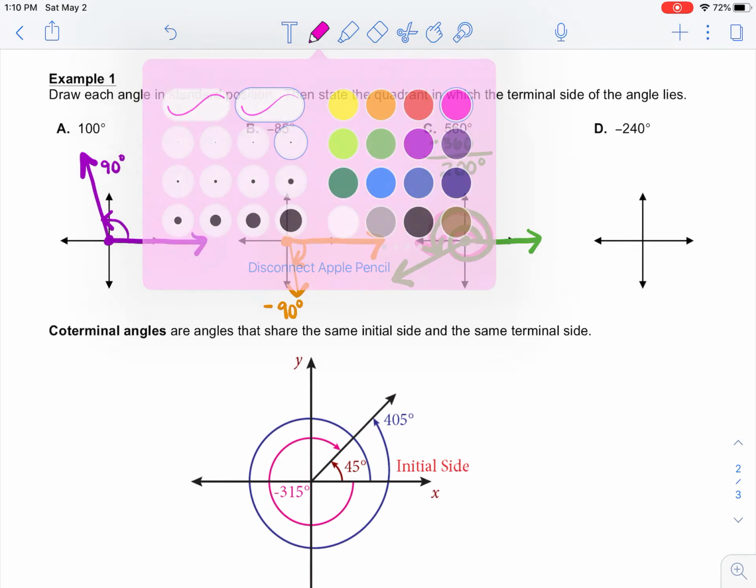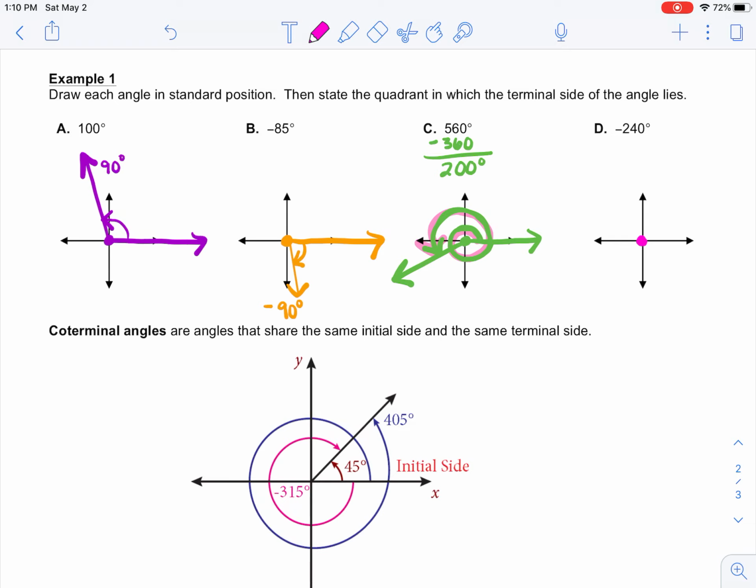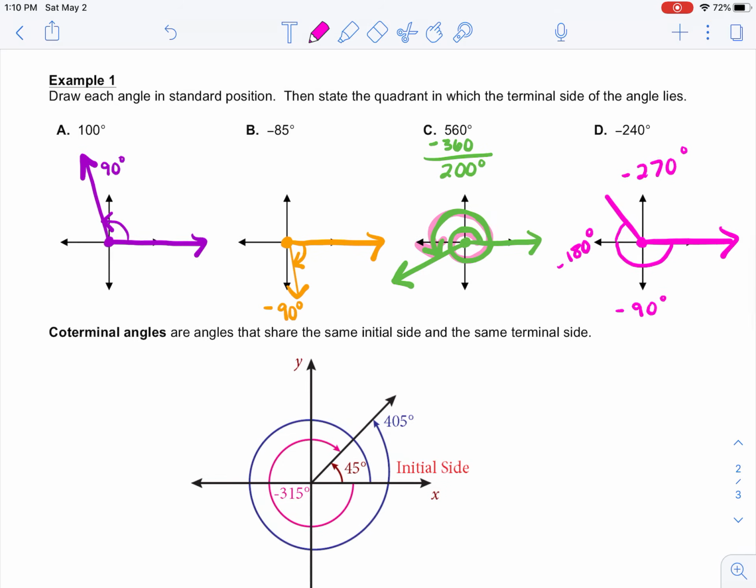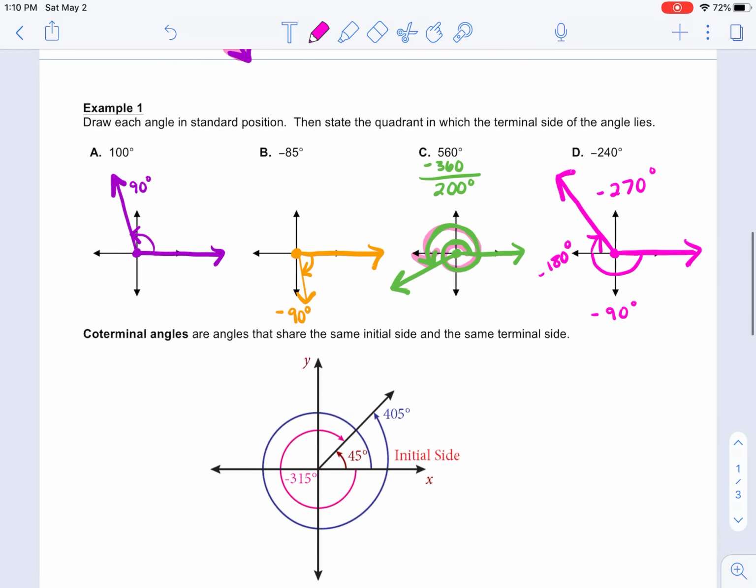All right, and then the last one here, we've got negative 240 degrees. So we start on the positive x-axis. This would be negative 90. This is negative 180, and this would be negative 270. And so you're going to go back past negative 180, and then we got to go a little further. This is going to land in the second quadrant, and I have to make sure my arrow points clockwise. All right, so that's how we draw angles, positive and negative, and we can have angles over 360.